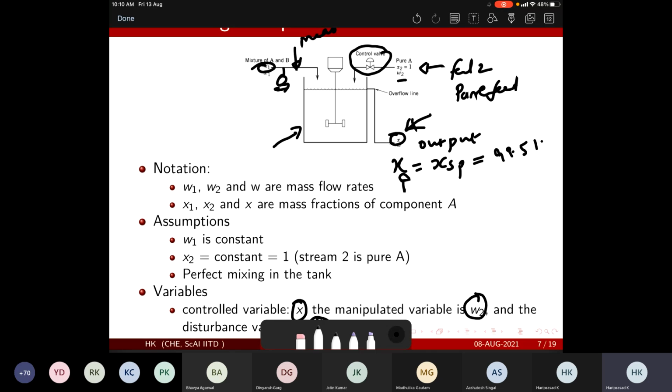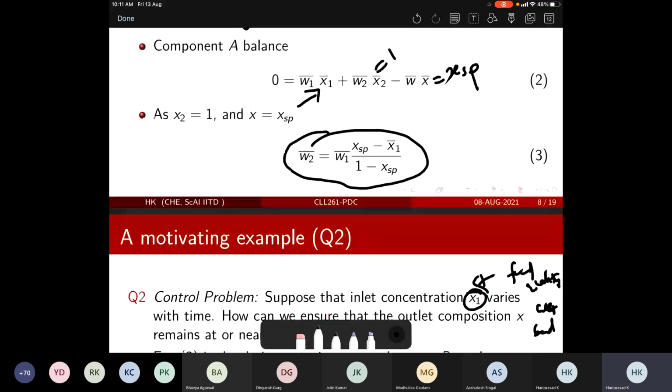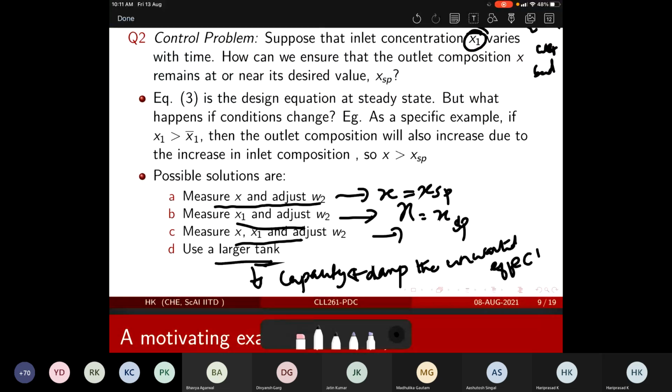x2, of course, x2 is the pure feed that, as expected, you see with a flow rate of W2. x1 is a mixed feed, W1, in which the mole fraction of A is x1. Fine. Then you are going to have the following condition. Let's say the conditions got changed.